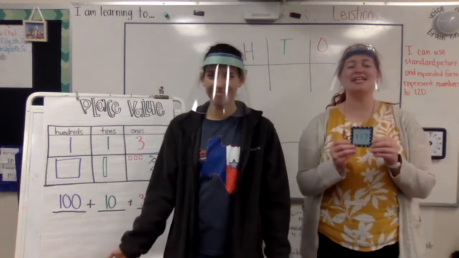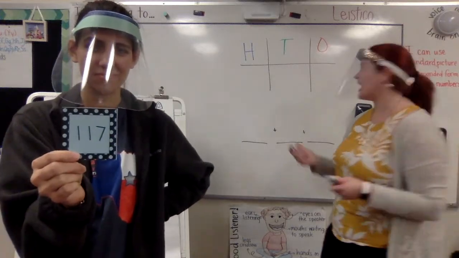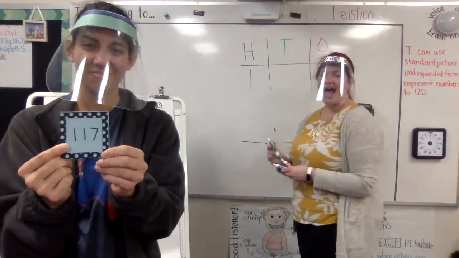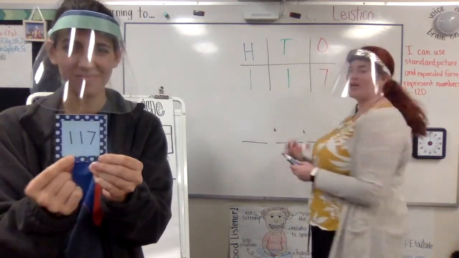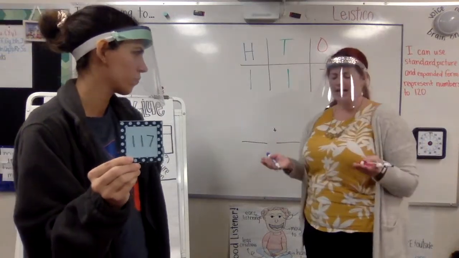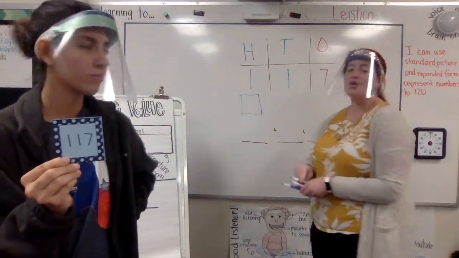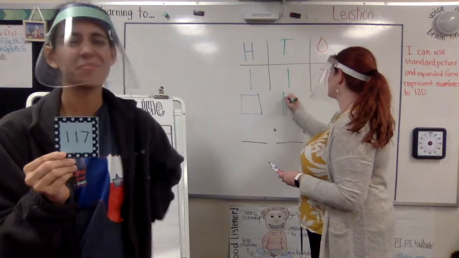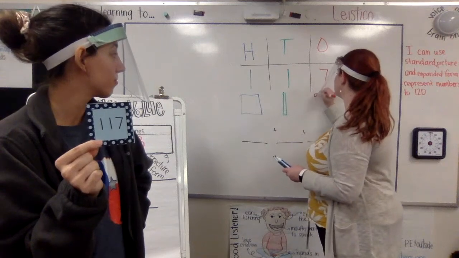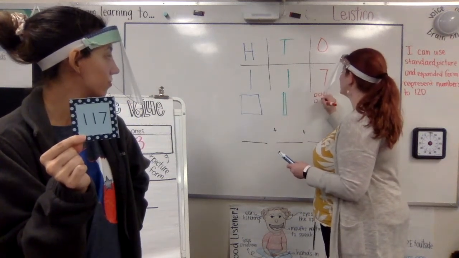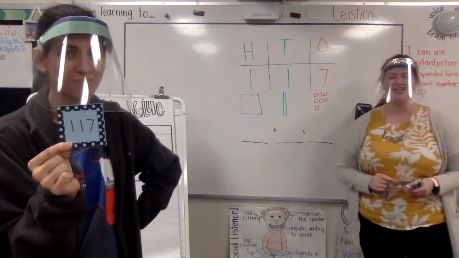Okay, my next number is 117. So let's see. In the number 117, I have 100, I have 110, and I have 7 ones. So 117. I need to draw 100, and that's that big box. And 110 would be the skinny rectangle, just one of them, and 7 ones. So I'm going to make sure that these boxes are smaller so I can clearly see the difference in all of my base 10 blocks. And I have 7 ones.